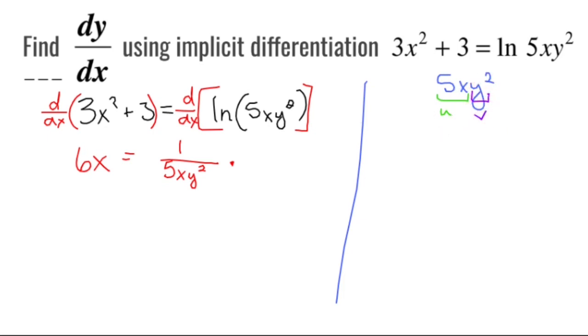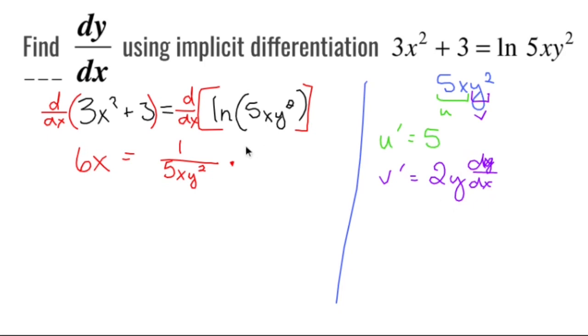Okay. So the product rule is u prime v plus v prime u. So u prime is the derivative of 5x with respect to x, which is just 5. Not bad. However, over here, I have to take the derivative of y squared. So v prime is the derivative of y squared, 2y, with respect to x, which means I attach dy/dx.